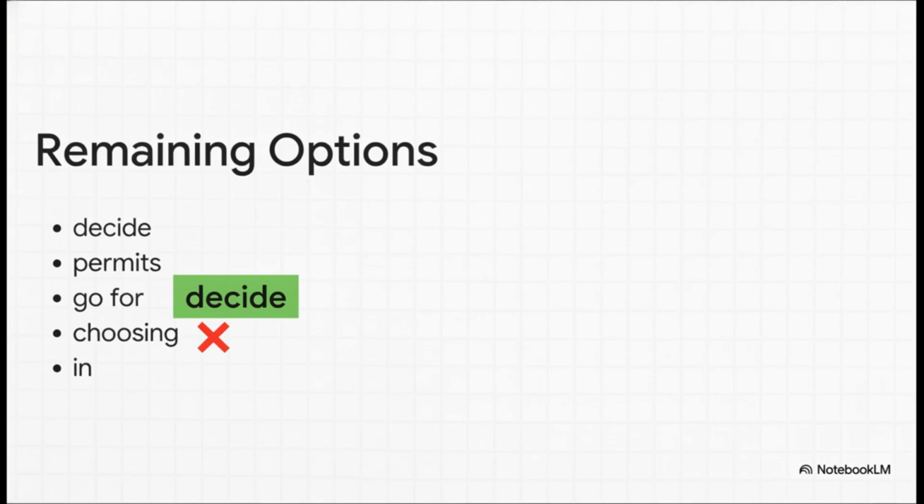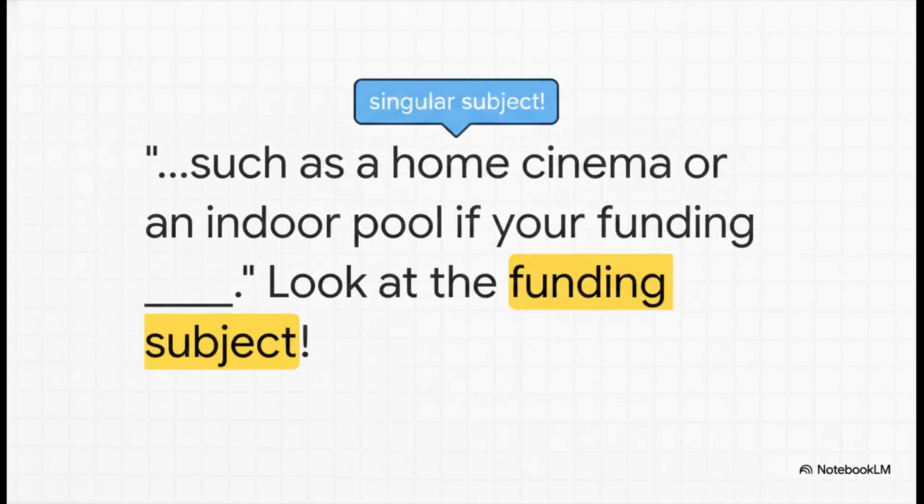Let's keep the momentum going. Read the next part. "Such as a home cinema or an indoor pool if you're funding blank." And this brilliantly illustrates the power of grammar clues. Notice the subject right before the blank. Funding. It's a singular subject. That single observation instantly gives away the answer.